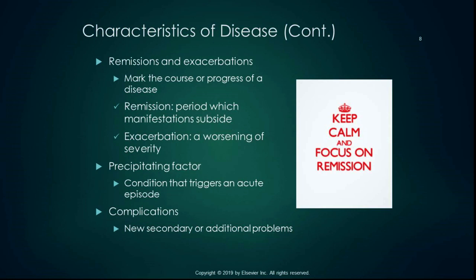Complications are new secondary or additional problems that result from the original disease. So a good example of that is any disease that is treated with long-term corticosteroids, and there are lots of diseases that are treated with that, inflammatory processes. They can develop a secondary complication of osteoporosis because the corticosteroids affect calcium metabolism. So a complication is just a new or secondary additional problem that resulted from the original disease.